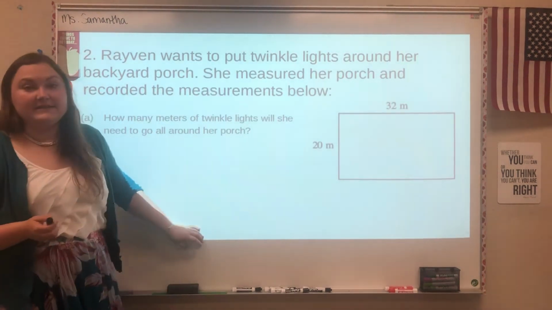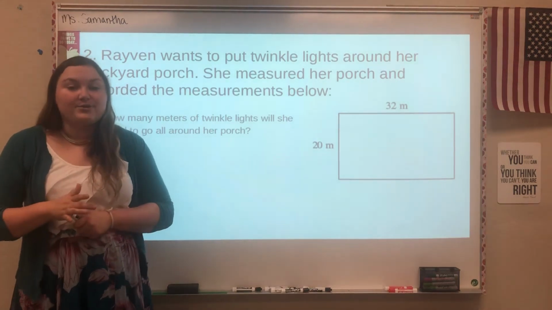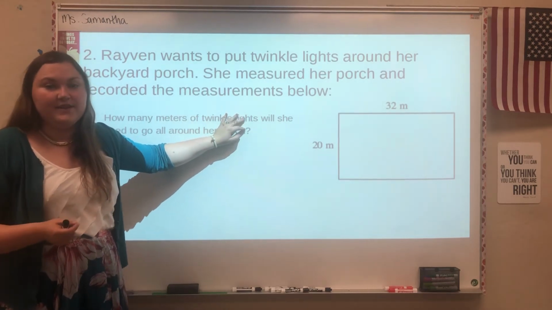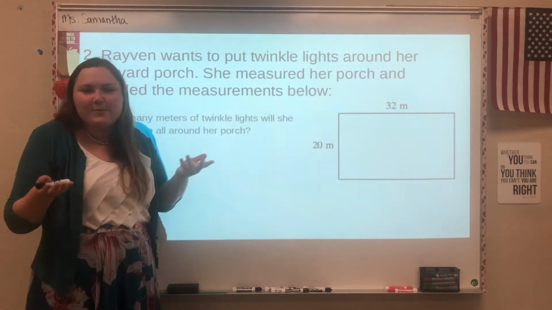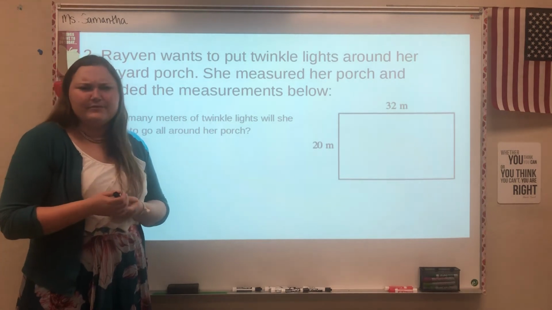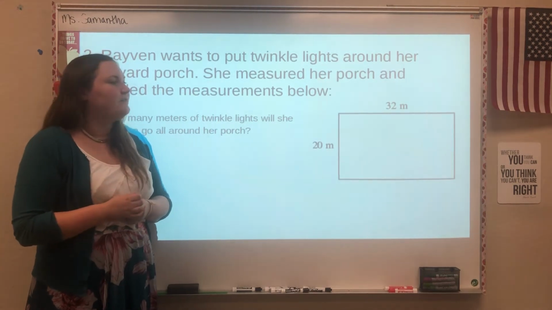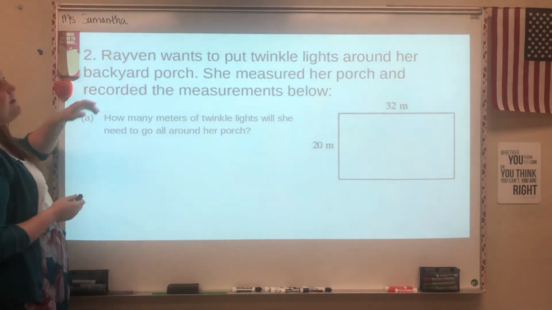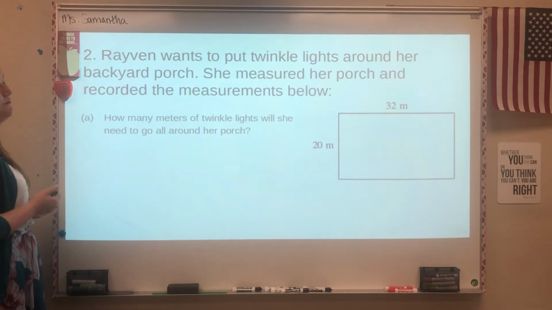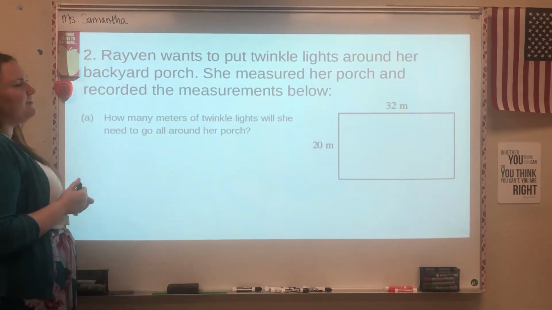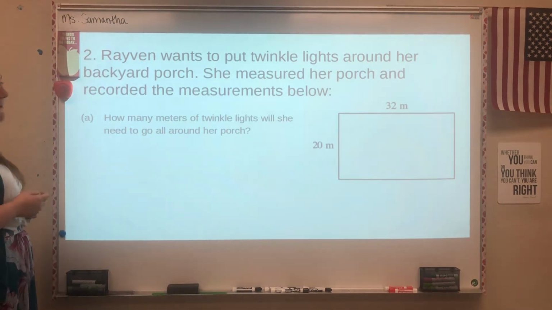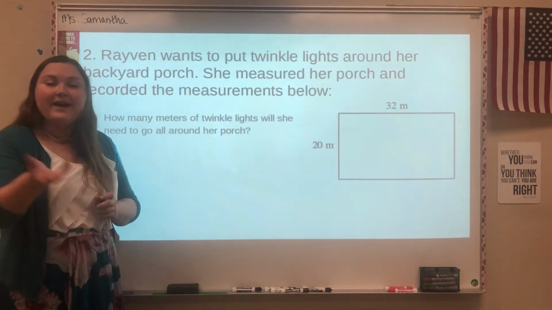From our first lesson, which covered addition and subtraction word problems, this is very similar to a homework question that a lot of people missed. So I've changed it up a little bit just so it's not the same question, but I do want to talk about it to make sure that we all understand what the answer is and why. So the question says, Raven wants to put twinkle lights around her backyard porch. She measured her porch and recorded the measurements below. The first part of this question asks, how many meters of twinkle lights will she need to go all around her porch? Go ahead and try that for me now.